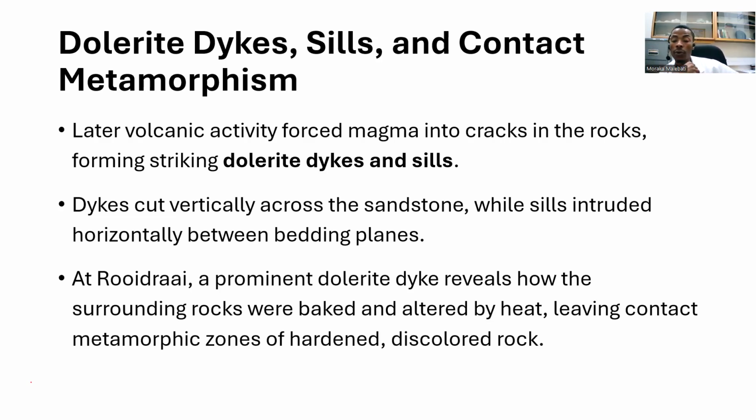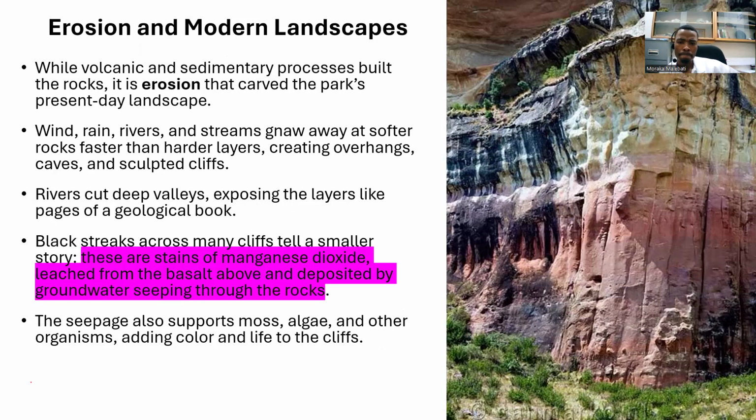Dikes cut vertically across the sandstone, while sills intruded horizontally between the bedding planes. At Rodrive, a prominent dike reveals how the surrounding rocks were baked and altered by heat, leaving contact metamorphic zones of hardened, discolored rock. I've showed you that when we were seeing the exposed road cut.